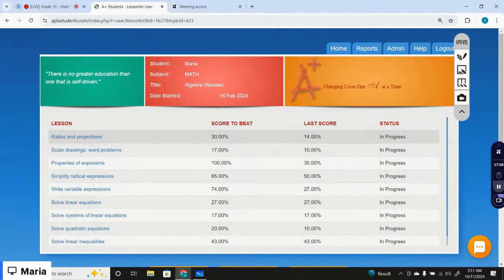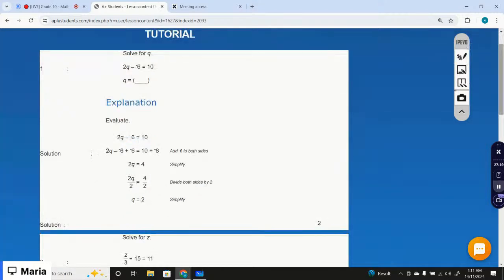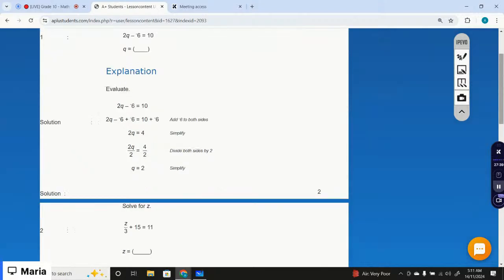The next lesson is solve linear equations. Solve for q. That is 2q minus negative 6 equals 10. So you have to do inverse operations to find the value of q. 2q minus negative 6 equals 10. You have to add negative 6 both sides, right?